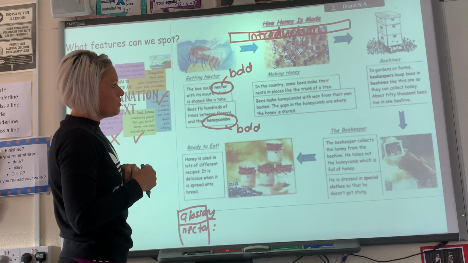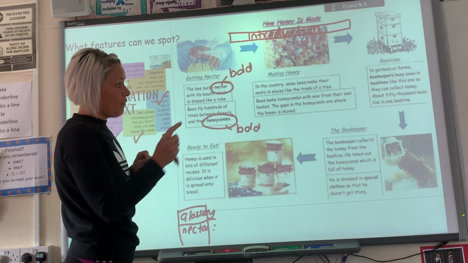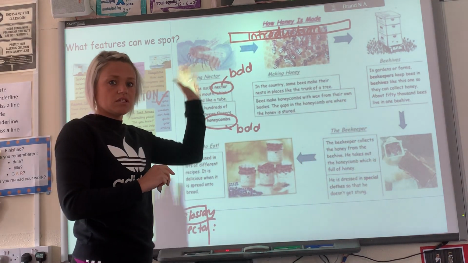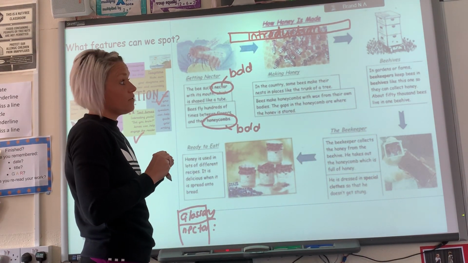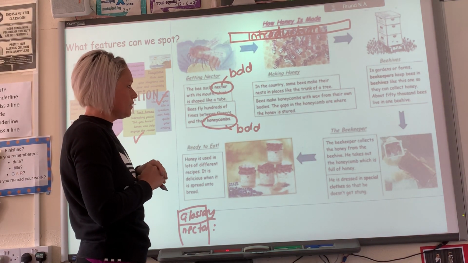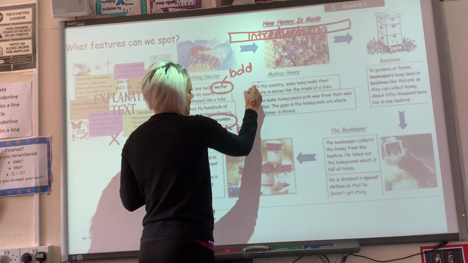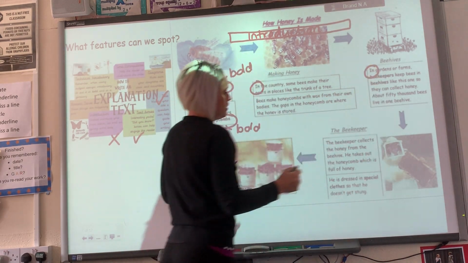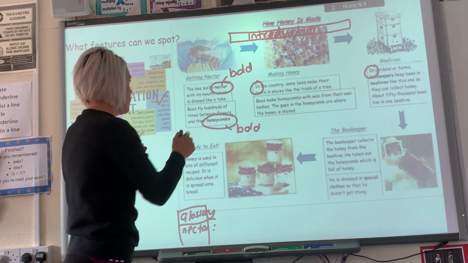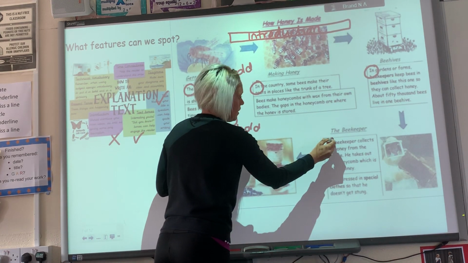Can't see many of those either. However, because they've got the arrows, that helps us to understand the order to read it in, doesn't it? But it would have been quite nice for them to include some time connectives as well. You can see we've got "in", and we've got "in", haven't we? And we've spoken about trying to vary your openers, and we've got "the", and we've got "the" here.